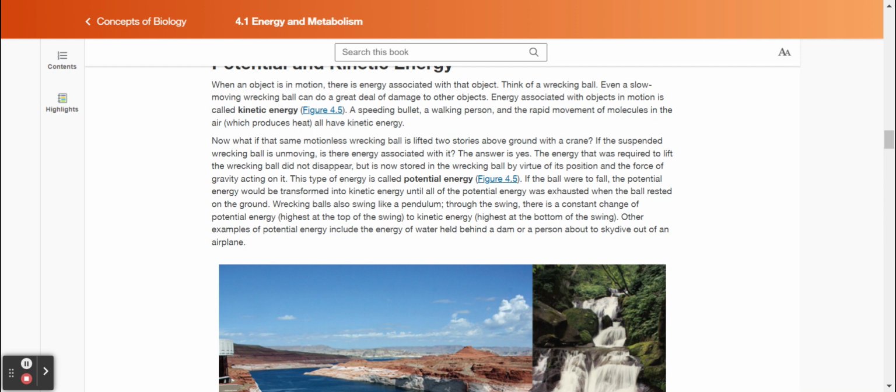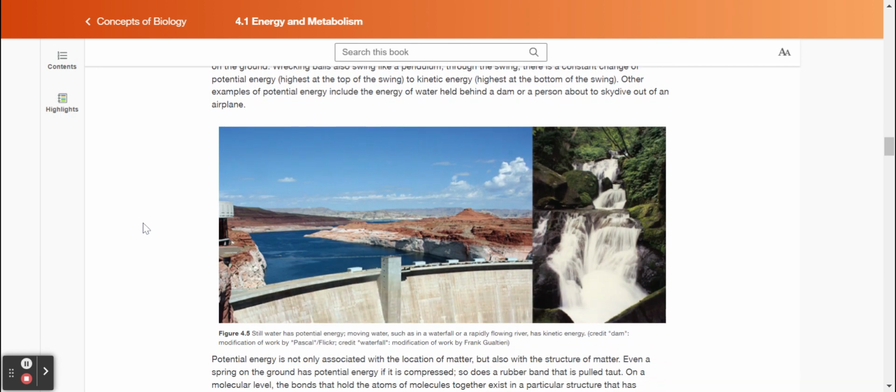Wrecking balls also swing like a pendulum. Through the swing, there is a constant change of potential energy, highest at the top of the swing, to kinetic energy, highest at the bottom of the swing. Other examples of potential energy include the energy of water held behind a dam, or a person about to skydive out of an airplane. Figure 4.5. Still water has potential energy. Moving water, such as in a waterfall or a rapidly flowing river, has kinetic energy.